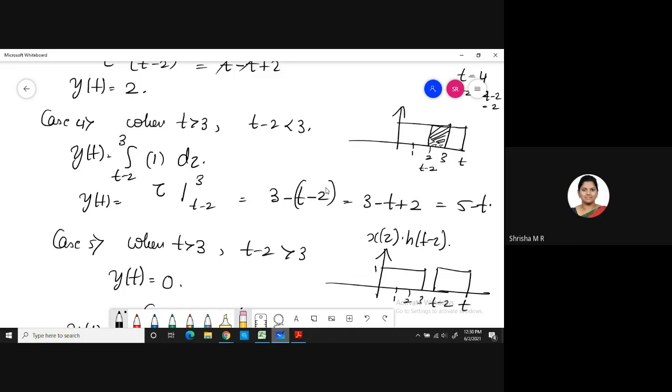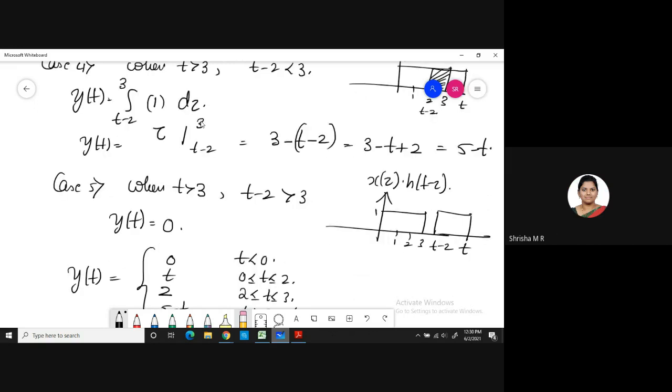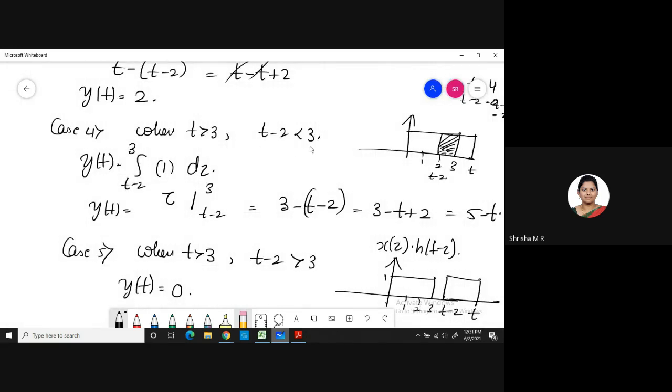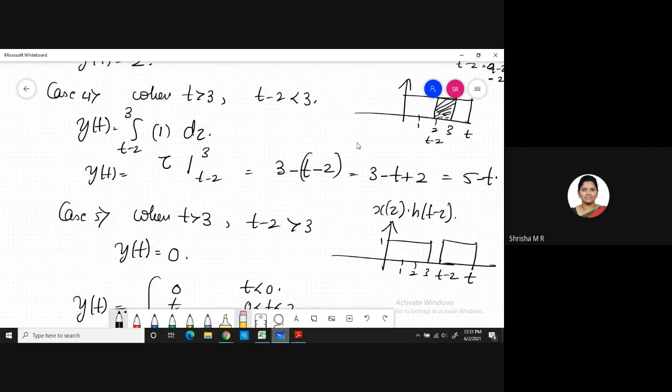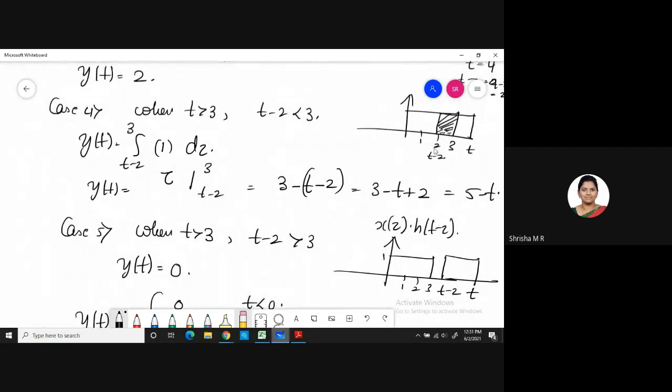That case is for case number 4 only, no? Yes, ma'am. t is greater than 3, t minus 2 is less than 3. That is case number 3 only, which you are telling. Yes, ma'am, for that only. The range will be that only, no, ma'am, between 3 and 5. Will you get the limits the same if you take it like that? Yes, you can take that. What you have to concentrate on is the limits only, how to get the limits properly. If you get the limits between t minus 2 and 3, you can take it. Yes, ma'am.